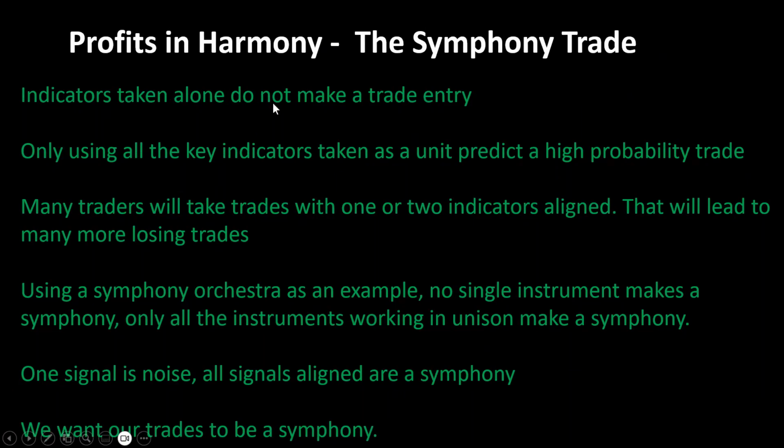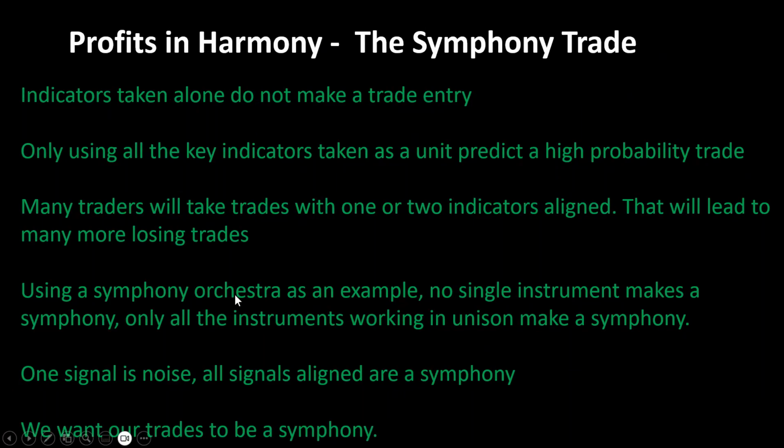Indicators taken alone do not make a trade entry. One indicator by itself is not going to make a trade entry. Only using all the key indicators taken as a unit predicts the high probability trade, and that's market trend, whether the momentum is in your favor, how much volume you get, where am I in relationship to support and resistance levels, all those things. And I'm trying to put together an analogy that will stick in your mind when you think about trading, all right? So only using all the key indicators as a unit predicts a high probability trade. Many traders will take trades with one or two indicators aligned.